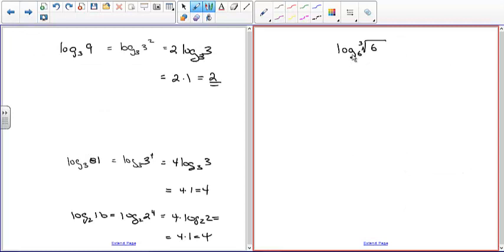Okay, here we have a root expression, but what we remember is that the nth root is the same as the number raised to the fractional exponent. So the third root is the 1/3 power. Once you've written this in exponential form instead of radical form, I can bring the exponent 1/3 outside, and I end up with log base 6 of 6, which is 1. So the answer is 1/3.